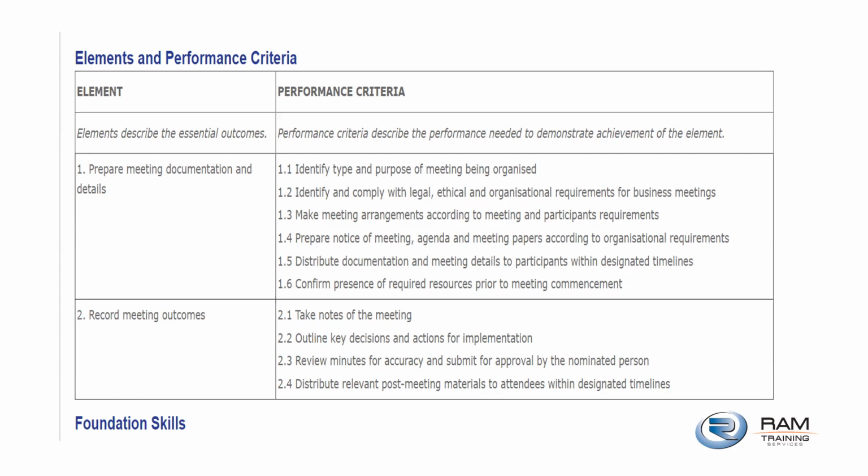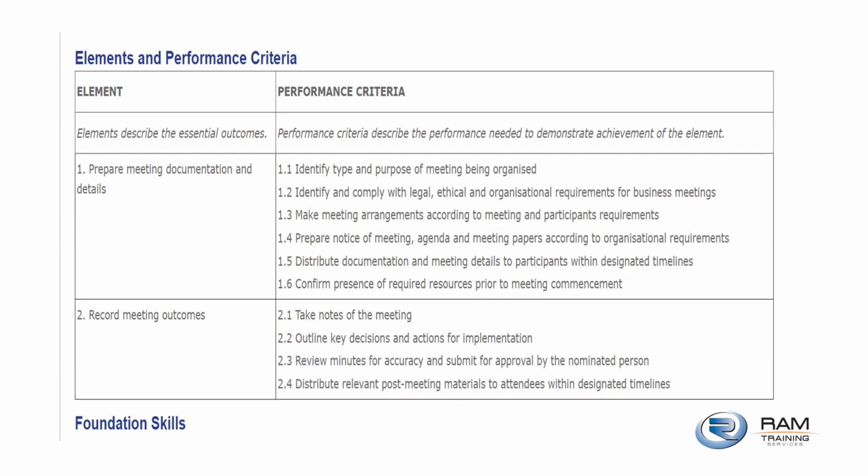So one way to think about this is if you did each of those performance criteria, that is going to lead to the outcome of organising meetings, so to speak. All right. So if we were going to train this content, if we were going to build a session plan based on this, we would start to think about what are some activities that we could put together so that somebody could learn these performance criteria. Okay. So identify type of meeting. Identify and comply with legal and ethical. Make meeting arrangements, prepare notice of meeting, distribute documentation, confirm presence of required resources.